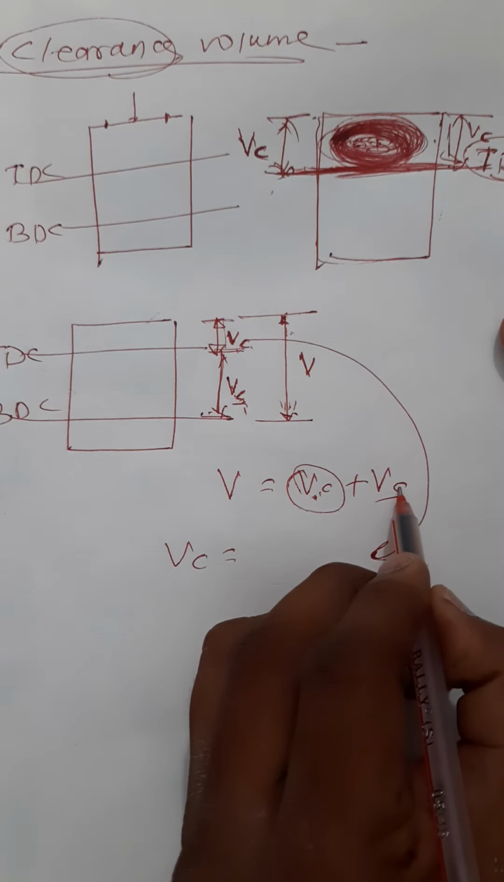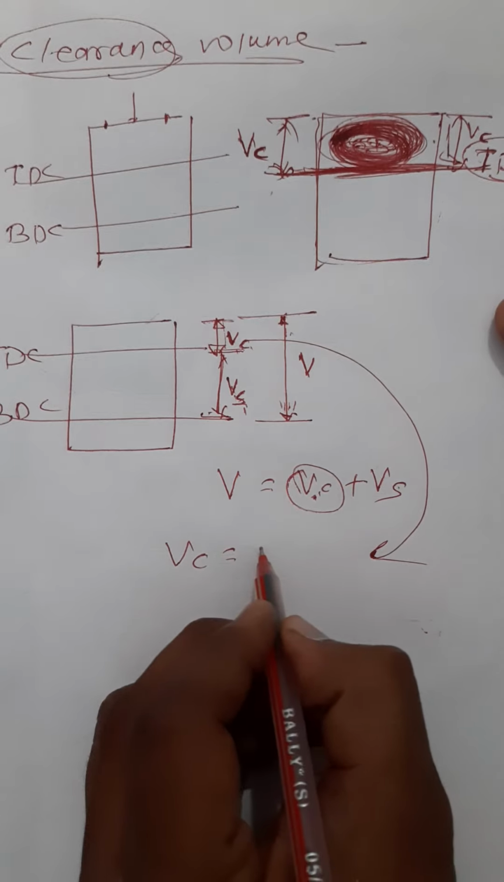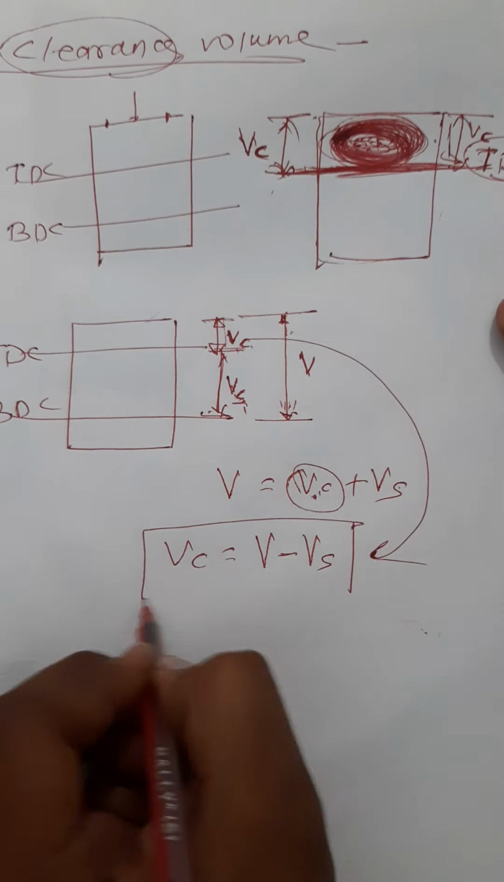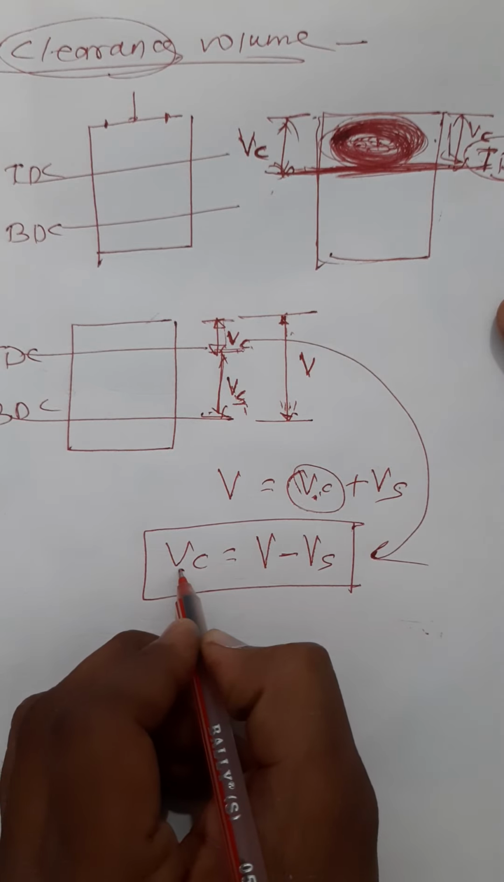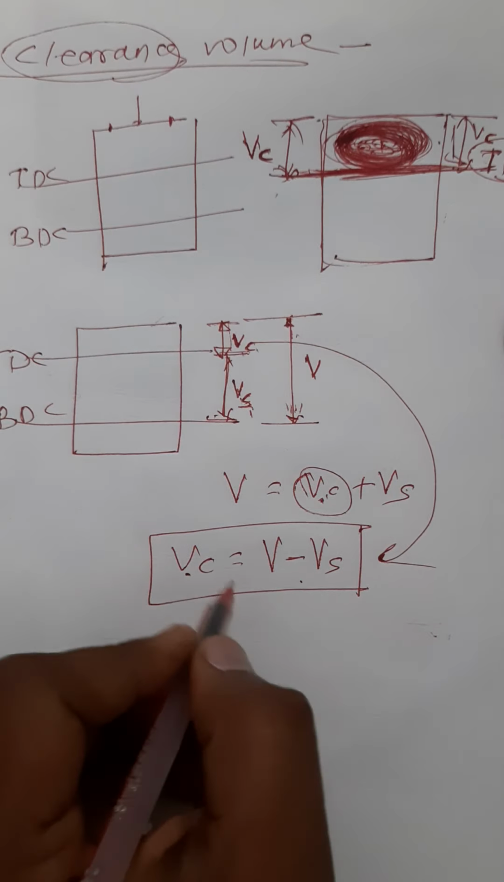Just VC you have to calculate, this VS you have to move to the left side, so it becomes V minus Vs. So this is what VC. In this way, we have a chance to calculate our clearance volume. And what is clearance volume?